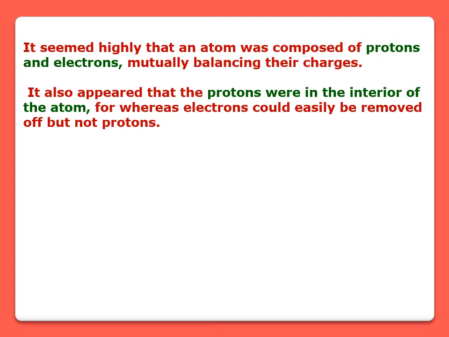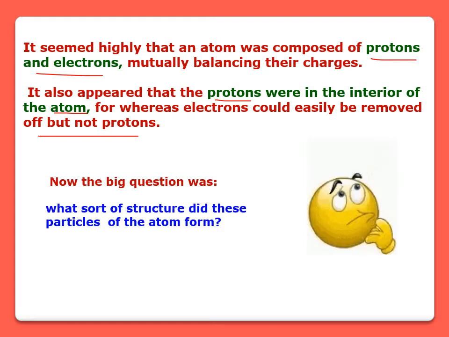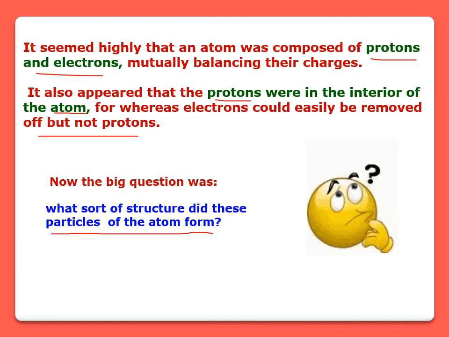In the beginning, it was considered that an atom is composed of two subatomic particles, protons and electrons, and these protons and electrons balance their charges. It also appeared that protons were in the interior of the atom while electrons are not. It was easy to remove the electrons, but not easy to remove the protons from inside the atom. Now the question was, what sort of structure did these particles of the atom form?